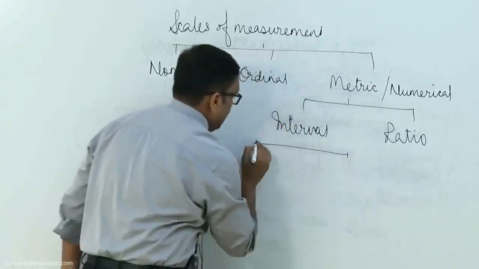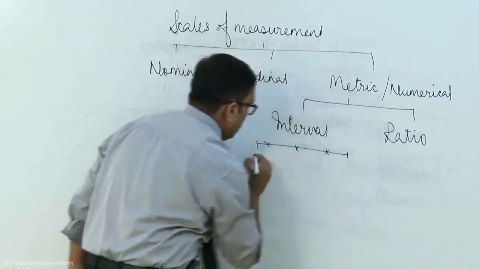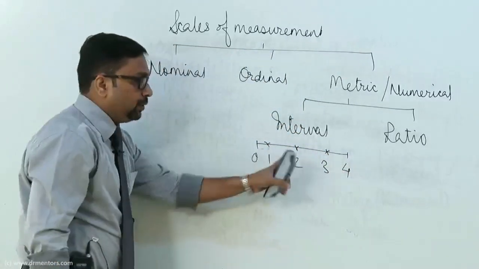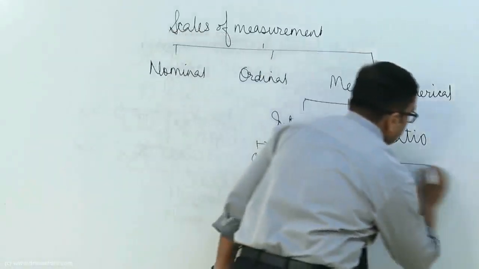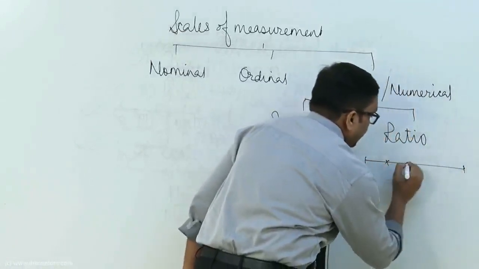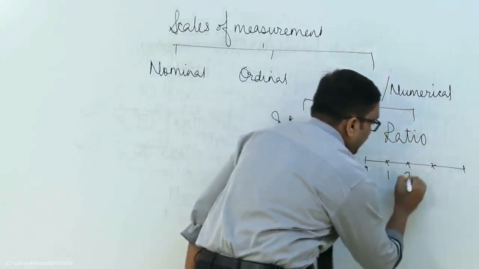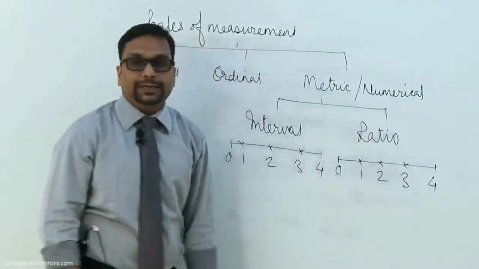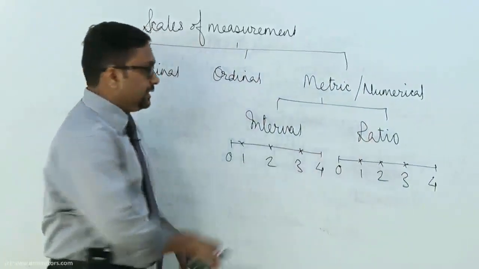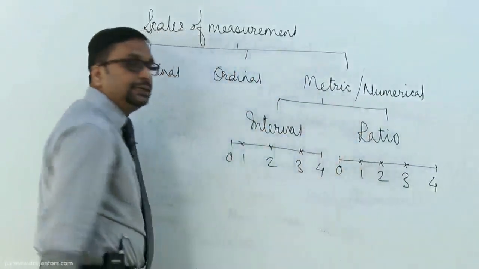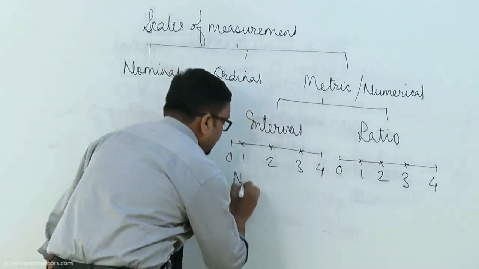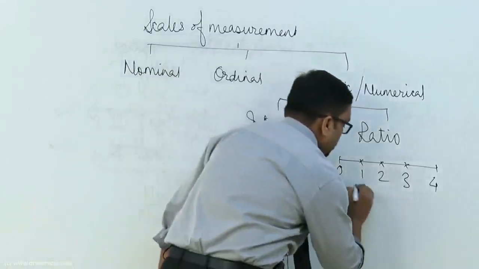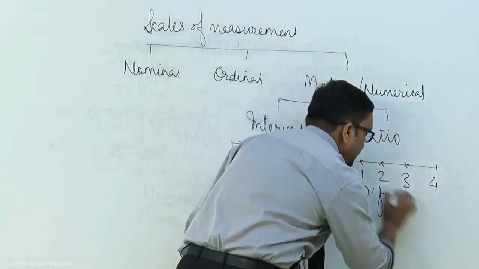So my first scale, where I have shown 0, 1, 2, 3 and 4, and 4 was not double of 2 because the distance keeps on changing, that becomes interval scale. And my second diagram, where the interval between 0, 1, 2 and 3, 4 remains the same, that becomes the ratio scale. So that is the first difference between interval and ratio scale. The second difference is, in interval scale, there is no fixed 0, whereas in ratio scale, 0 is always fixed.